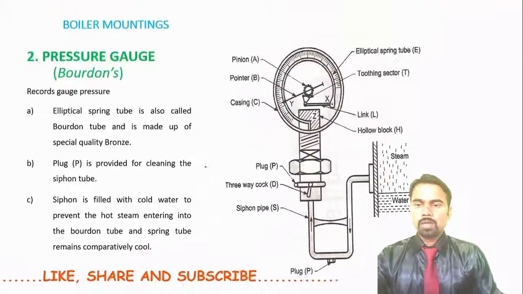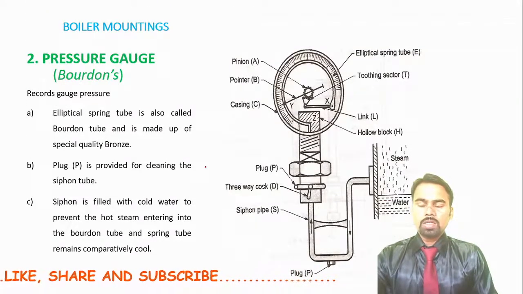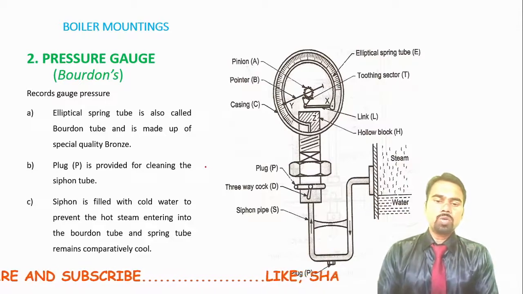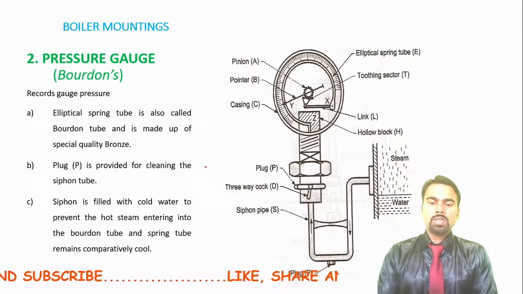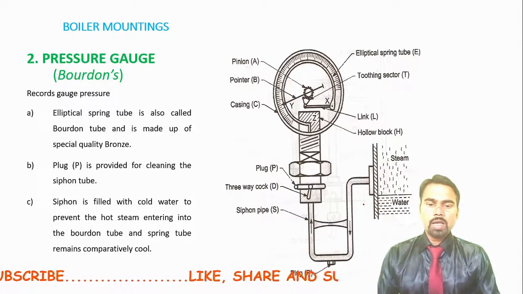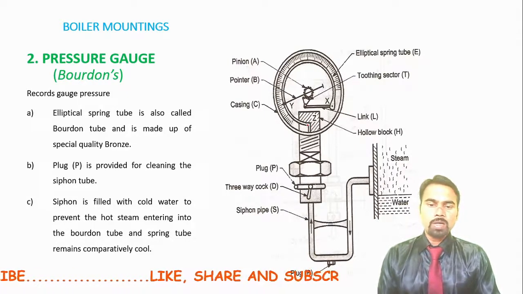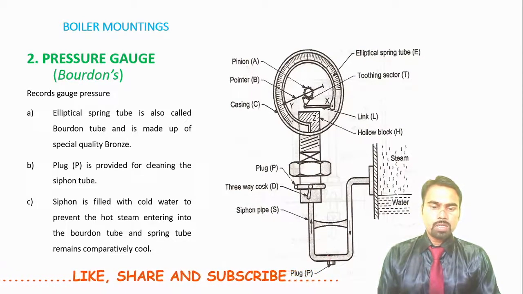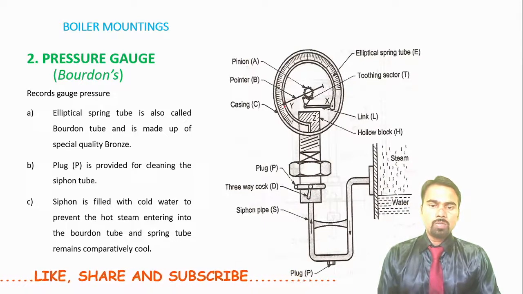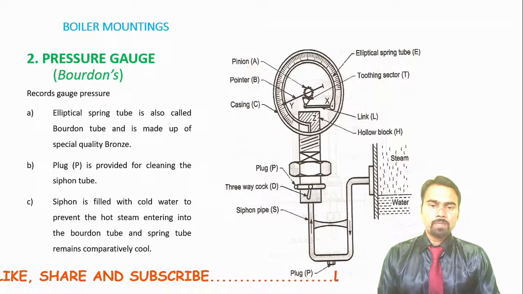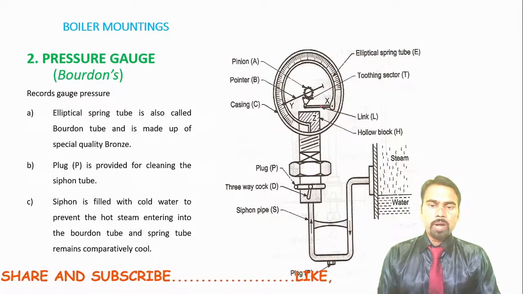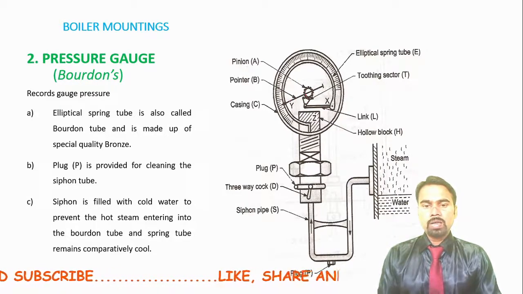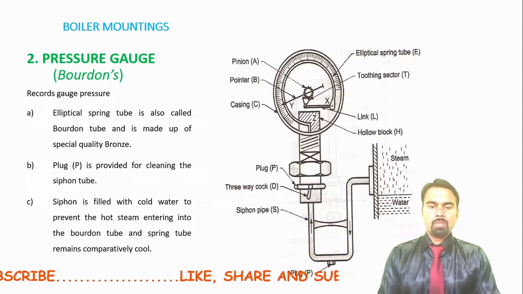Then next is the pressure gauge. The next important component or mounting on the boiler is the pressure gauge. The function of the pressure gauge is to show the steam pressure inside the boiler shell. This diagram is a Bourdon type pressure gauge. It is in contact with the steam part of the boiler shell. The steam acts with pressure on this tube, which is an elliptical type of tube. Because of the steam pressure, there is movement of the rod through mechanical linkages, and the pointer shows the pressure inside the boiler shell.